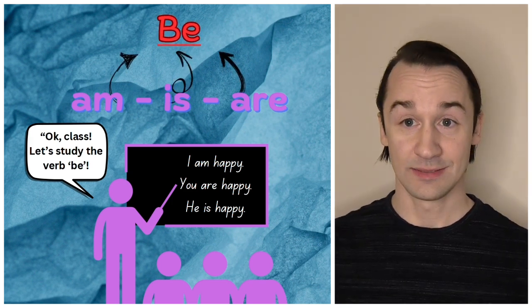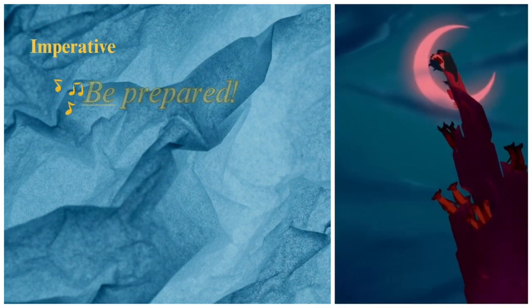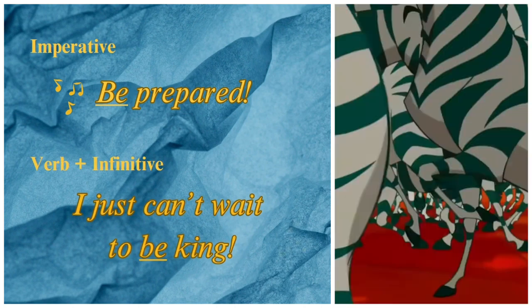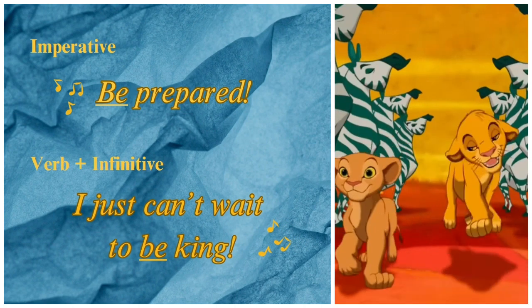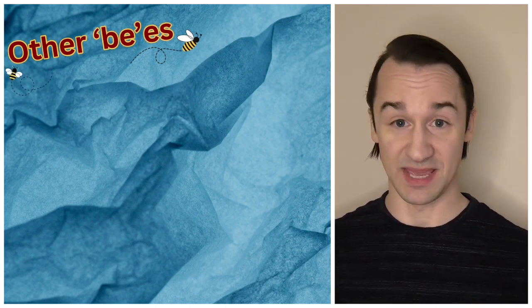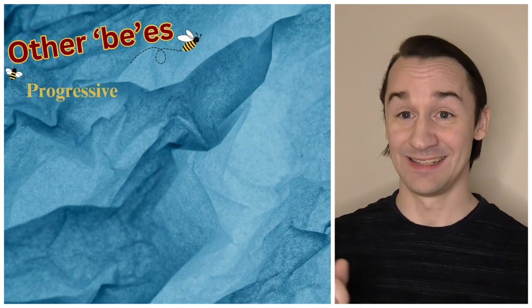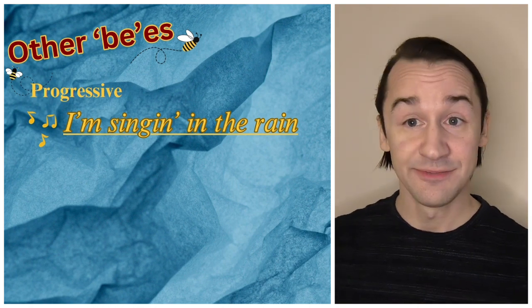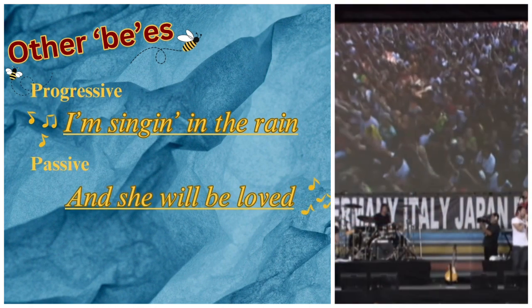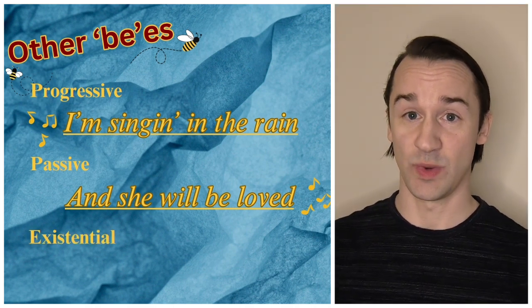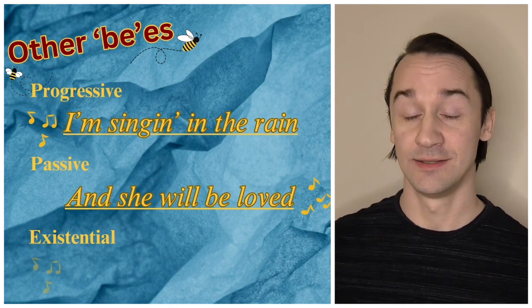This happens when learning commands, or when we need to use 2 verbs in one sentence, like oh, I just can't wait to be king. Now it's important to mention I'm only talking about be as a copula, as a linking verb. I'm not talking about other uses of be. I'm not talking about the progressive tenses in I'm singing in the rain. I'm not talking about the passive form, and I'm not talking about what we call the existential usage, when we have a dummy subject like there.